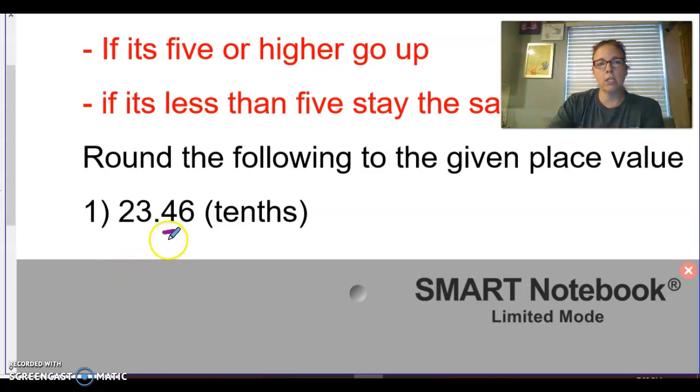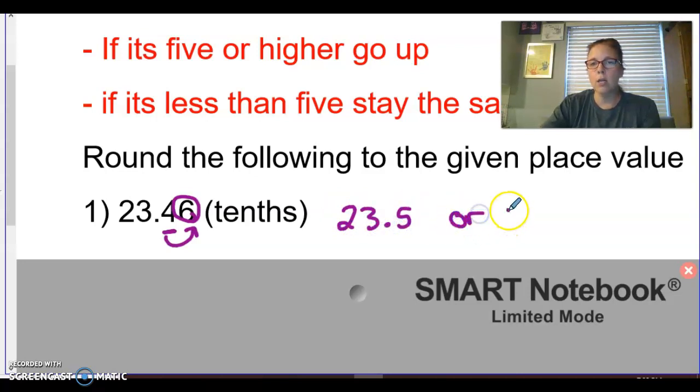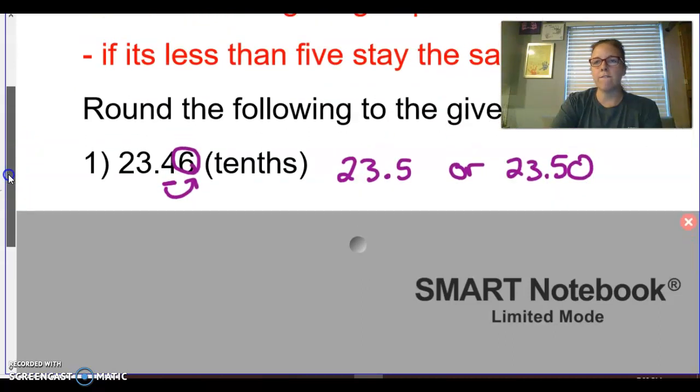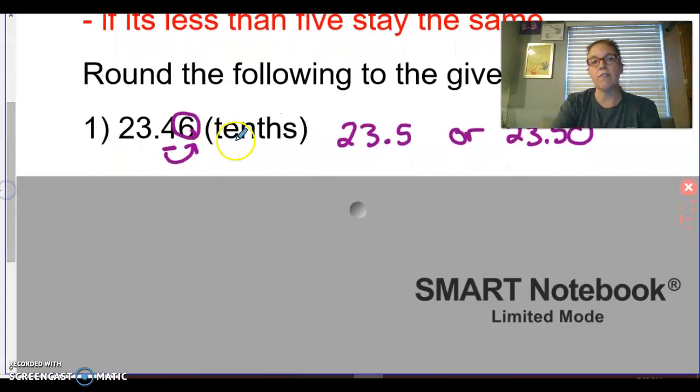And you're going to look to the right. You're going to go next door. If this number is 5 or more, you're going to make your original number 1 more than it was. So this would become 23.5, or 23.50. You can add a 0. It's fine. You have to when it's to the left of the decimal. So let's just say we make it a 0. So 23 and 46 hundredths is really close to 23 and 5 tenths or 50 hundredths.